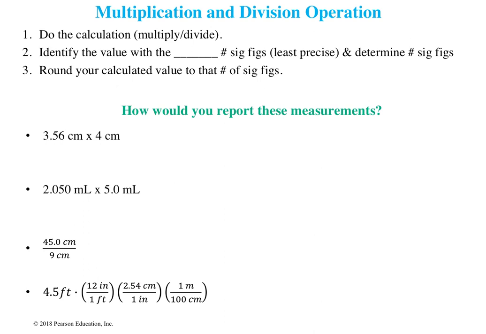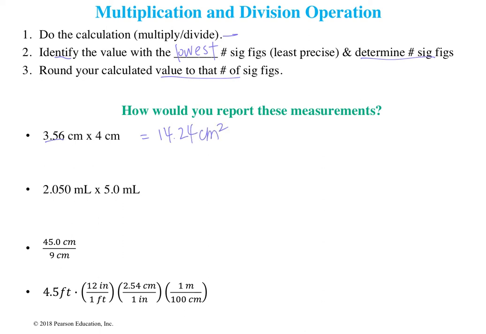With multiplication and division, it's only 3 steps, so we do the math. We figure out the number that has the lowest number of sig figs. So that means it was the least precise measurement, and we count how many sig figs that was. Then we're going to round our number to that many sig figs. So if I do 3.56 times 4, I'm going to get 14.24 centimeters squared.